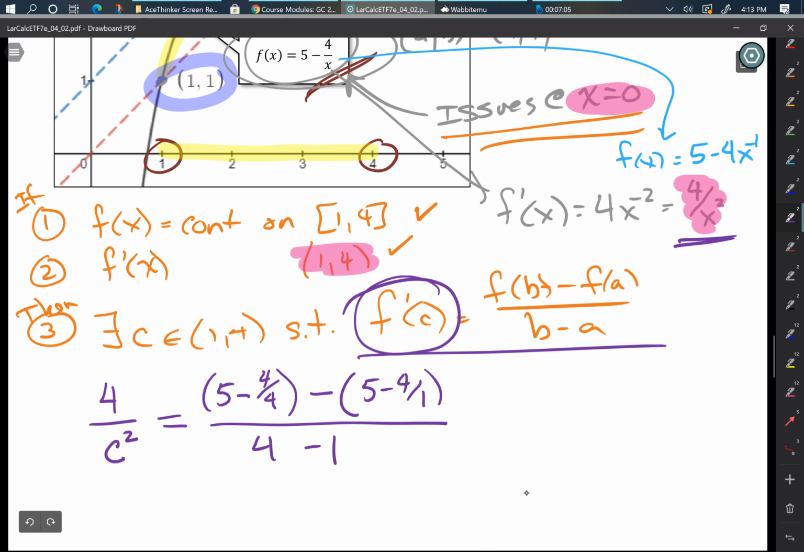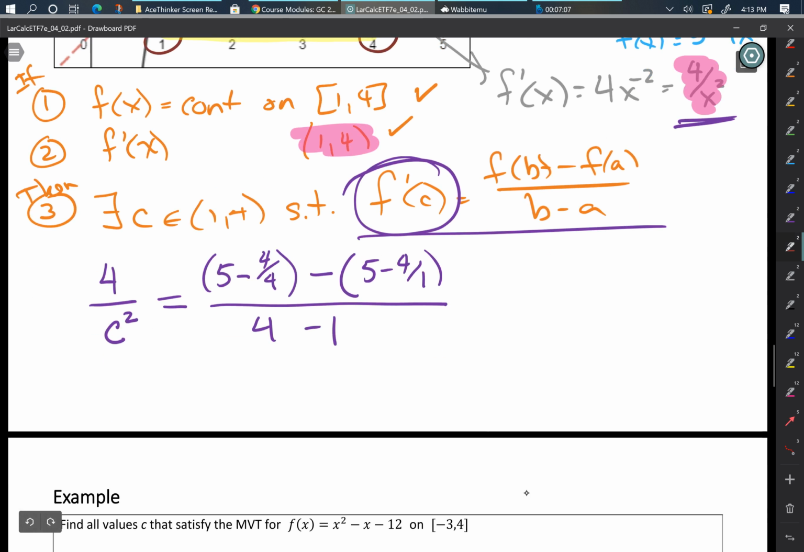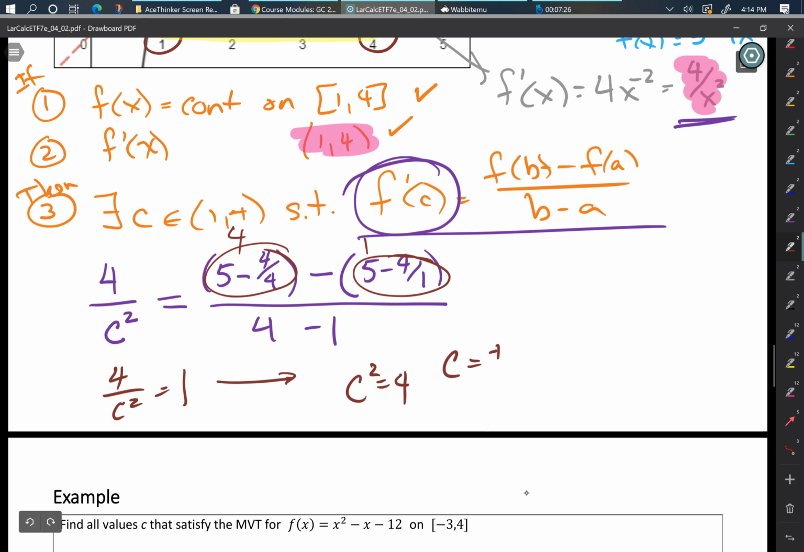Now if I do a little bit of cleaning up, on the left-hand side that's just going to stay 4 over c squared. On the right-hand side, that's 1 over 4 minus 1, so this is equal to 1. And if I solve that, c squared is equal to 4, which means that c is equal to either positive or negative 2.